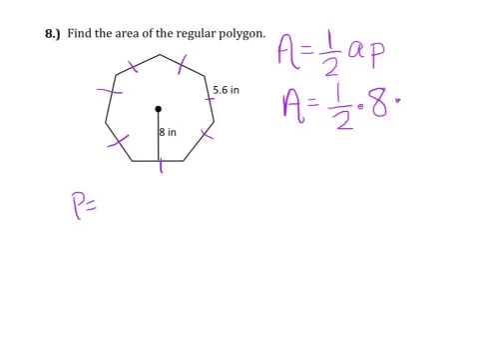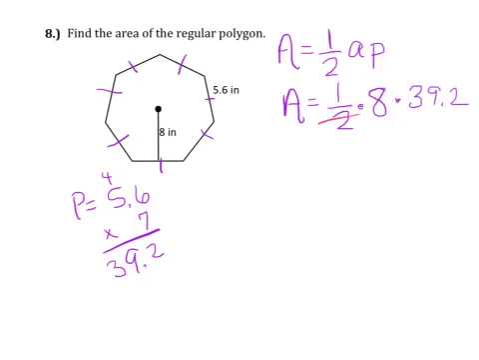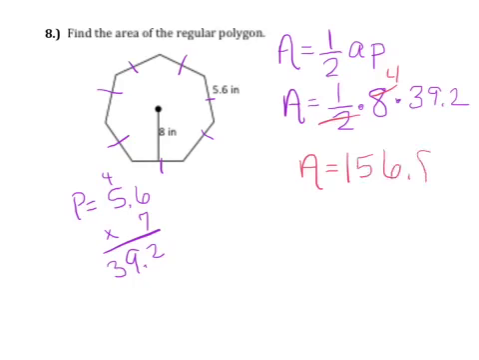So 5.6 times 7, 35, 39. So 39.2 would be our perimeter. 39.2. Okay, let's cross cancel. This turns to a 4, so we just need to work out 39.2 times 4, which equals 156.8 inches squared.